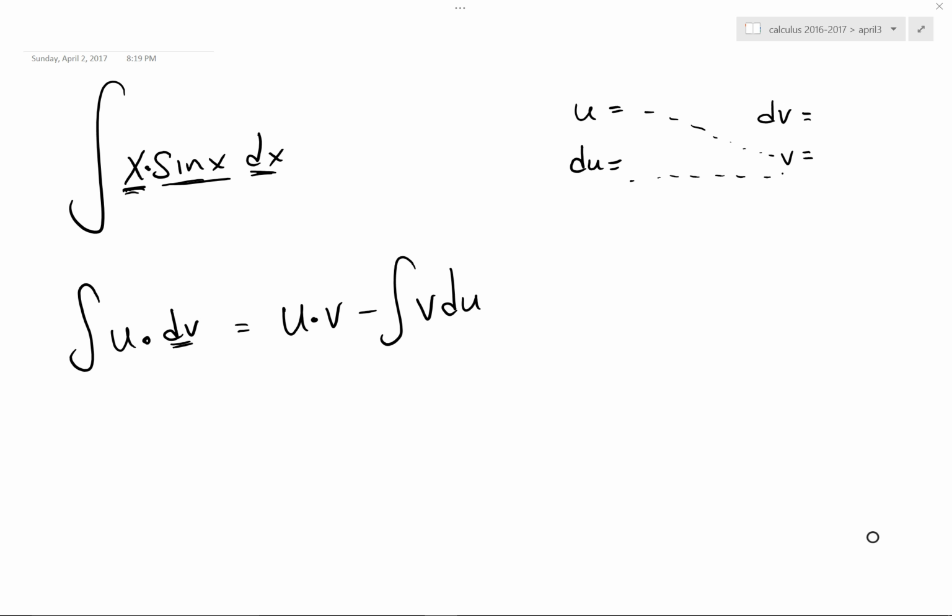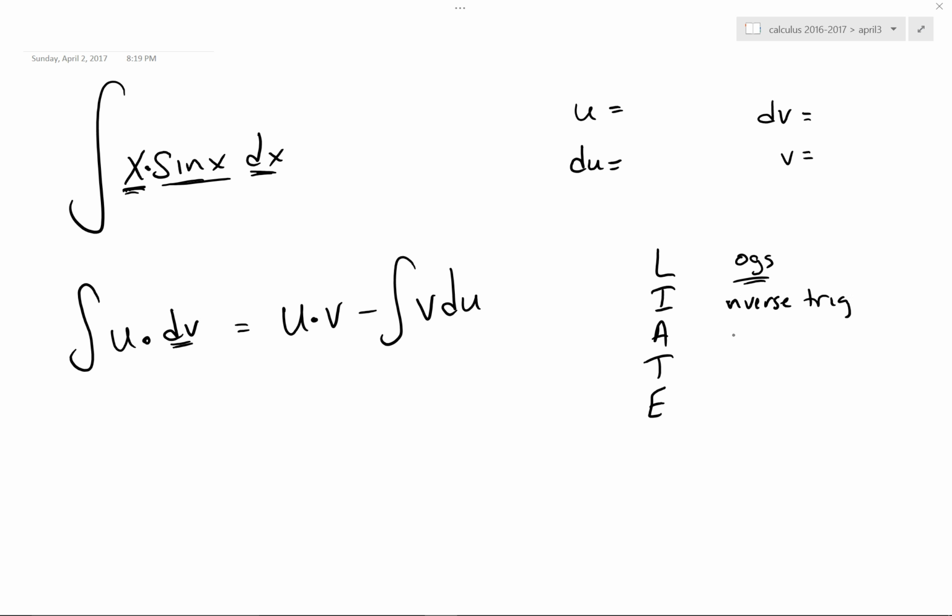So then the question simply is, well, who should I choose to be which? Does it matter? And the answer is, most of the time, yes, it does matter. And so there is a little acrostic, if you like. These are the orders in which you should always choose your u. If you have any logarithm functions, for goodness sakes, make them u. Because if you made them dv, you'd have to antiderivative a log function, and nobody wants to do that. Secondly, inverse trig functions are also very hard to antiderivative, but they're not very hard to take a derivative of.